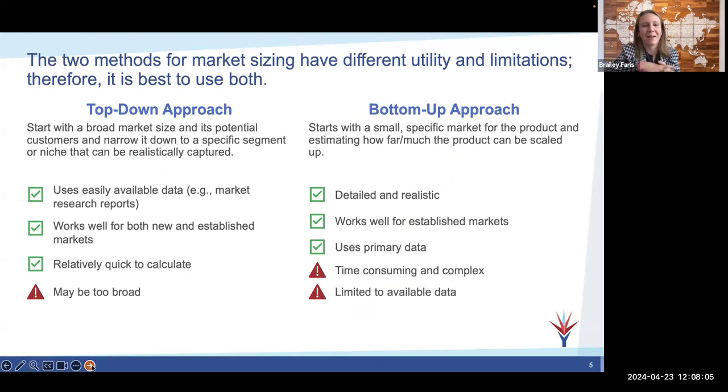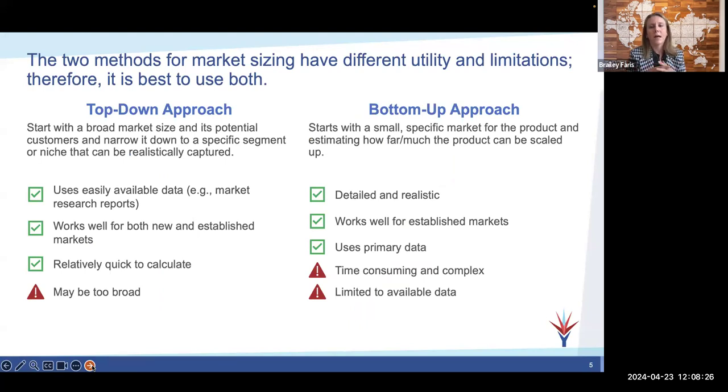So just to emphasize, market sizing really helps to demonstrate the economic value of a medical innovation. Now, one question that you might be asking is, why are we covering two different approaches to size the market, and why can't I just use one? Well, both the top-down and the bottom-up approach have different utilities and limitations.